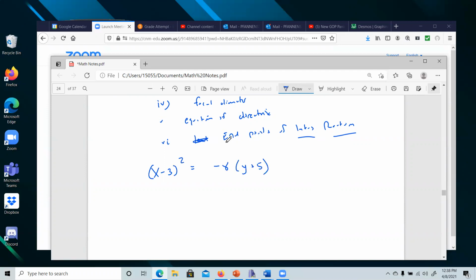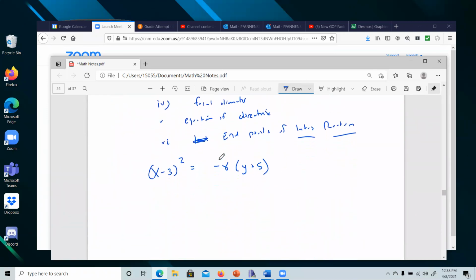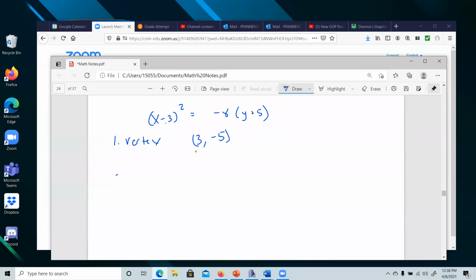Okay, there's the parabola that we have. So let's just check this off. Identify the vertex. That's (3, negative 5), pulling the h and the k away. 2, what's p? Well, we have 4p equals negative 8. I think p is equal to negative 2. So this is a parabola that's going to do something like this, right? Because it's going to go down.